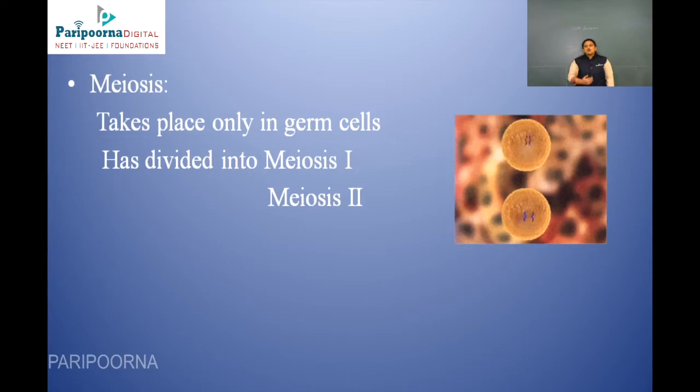Next comes your meiosis. Meiosis is a process which happens only in the germ cells, that is, in your reproductive cells. The meiosis process is normally divided into two types: meiosis 1 and meiosis 2. Under these, there are different phases, which are nothing but prophase, metaphase, anaphase and telophase. So what happens in each of these?